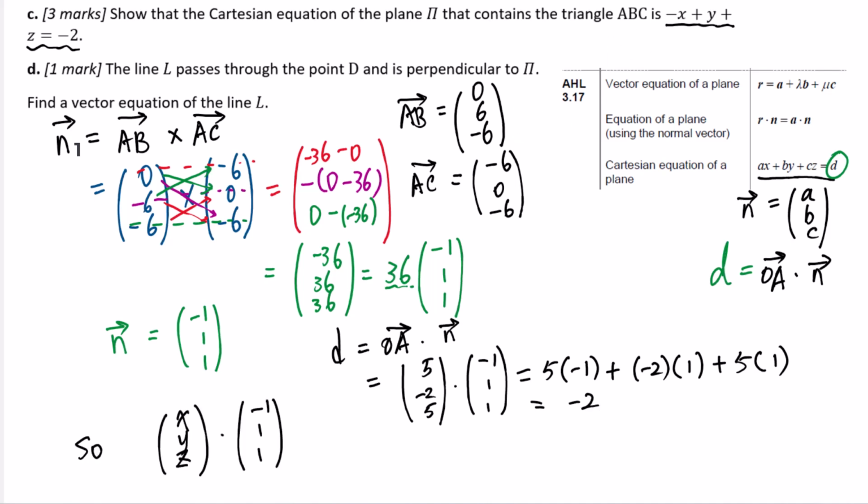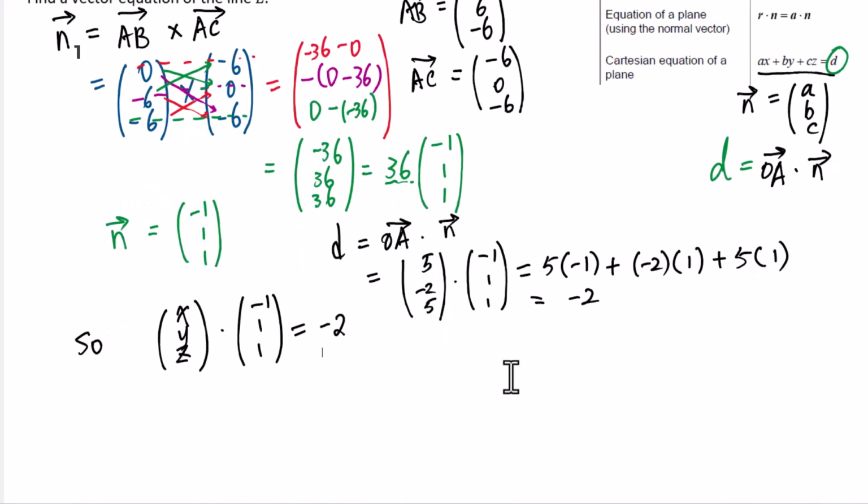So (x, y, z) dot normal vector equals -2, which means -x plus y plus z equals -2.